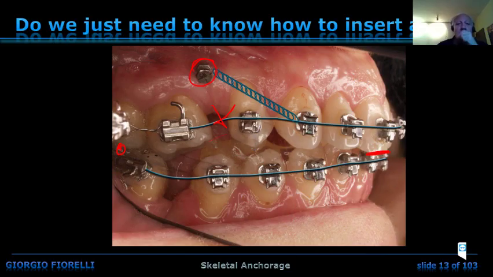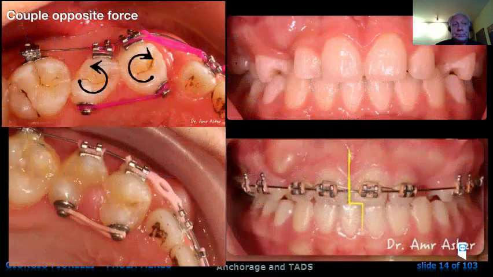So in this case, before going on, I had to recreate occlusion and let the patient start chewing again. So she had to rest and get better from her TMD. So don't think that just using a TAD is the solution for everything. A TAD is just a piece of the biomechanics, and you need to know it within biomechanics.